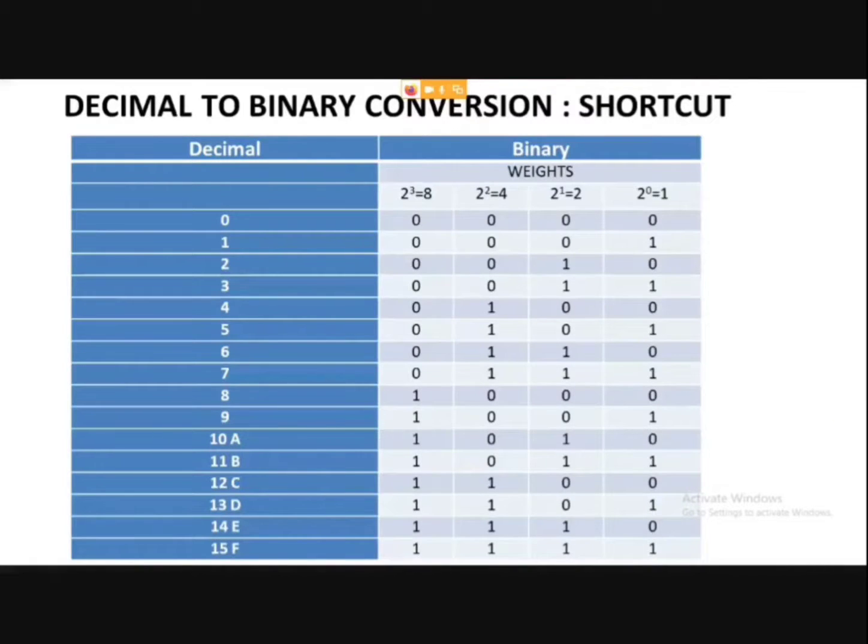Now coming to the shortcut for decimal to binary conversion. First of all, you need to understand that there are some weights associated with these binary numbers. The LSB has weight 2 raised to the power 0, which is equivalent to 1. Similarly, 2 raised to the power 1 is 2, 2 raised to the power 2 is 4, and 2 raised to the power 3 is 8.